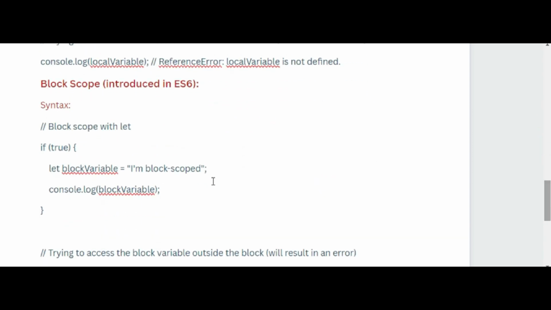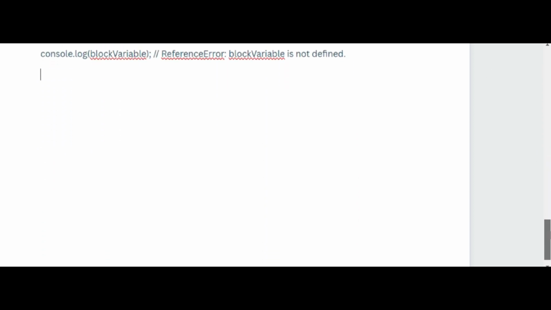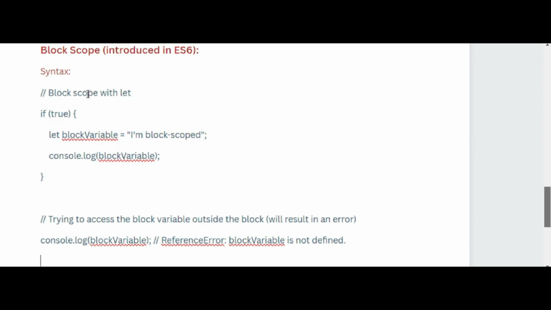I'm going to explain to you about block scope. The let and const keywords allow the creation of variables with block scope. Variables declared with let or const are only accessible within the block where they are defined, and this is the syntax part of that block scope.